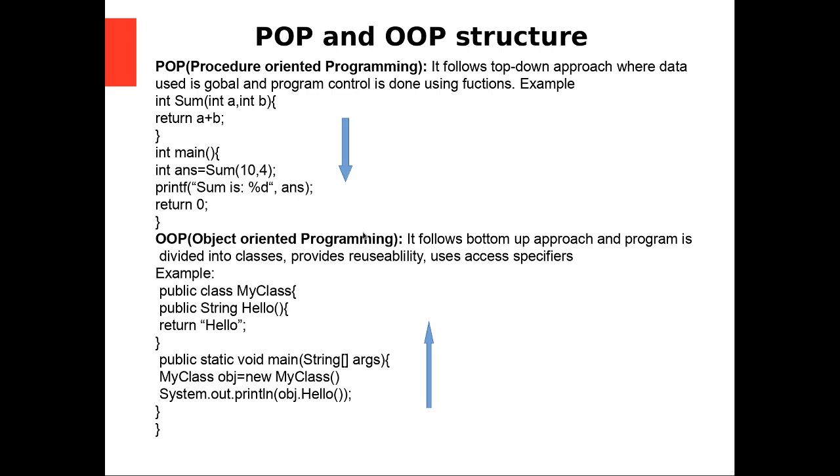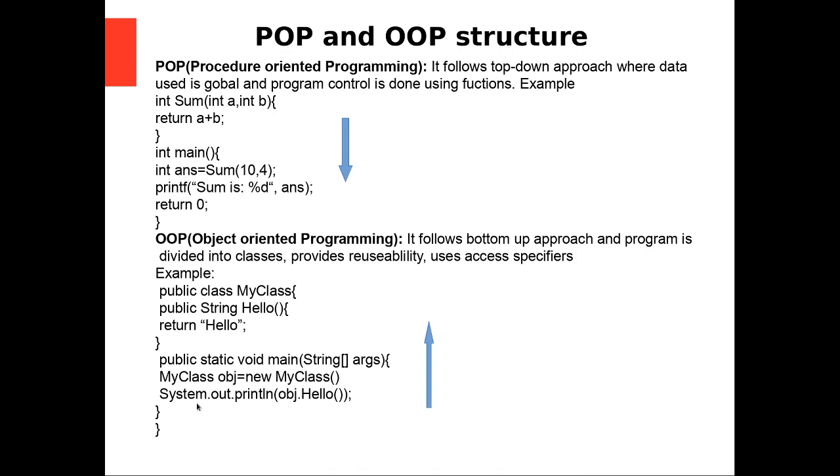Now moving on to the OOP programming structure, it follows a bottom-up approach and a program is divided into classes. It provides reusability and uses access specifiers where the data gets private. You can control who can access the class and who cannot. So let's move to our example here.